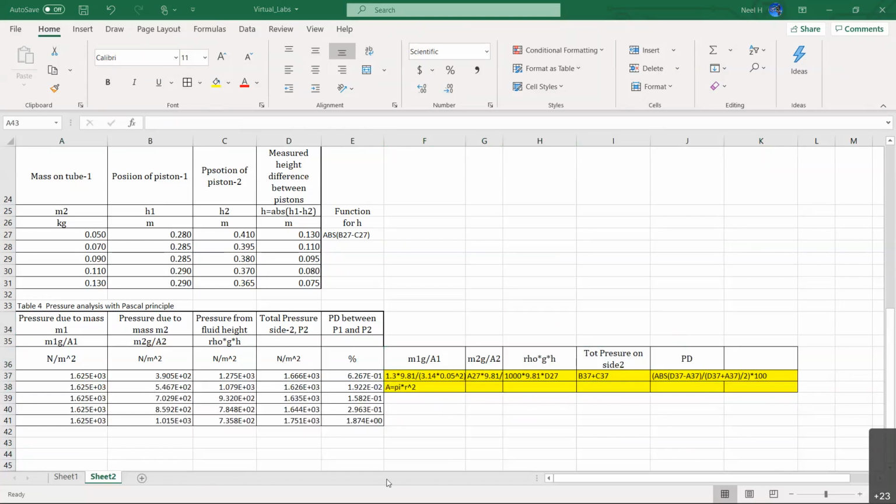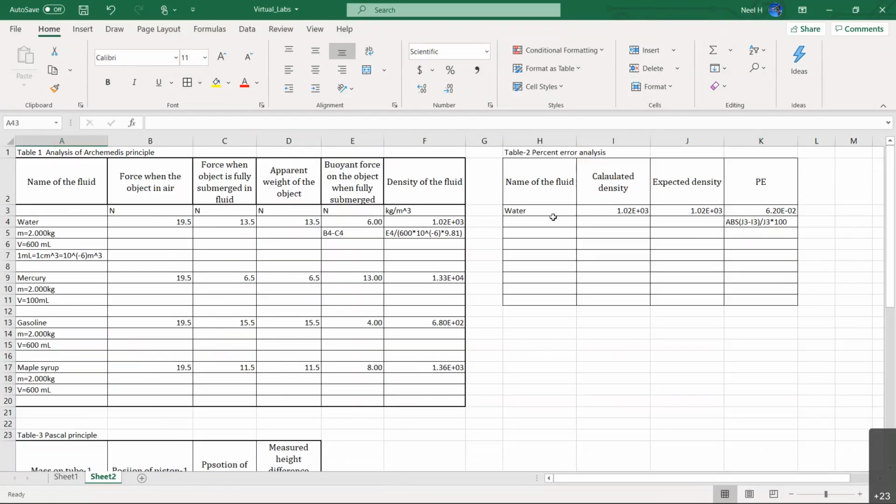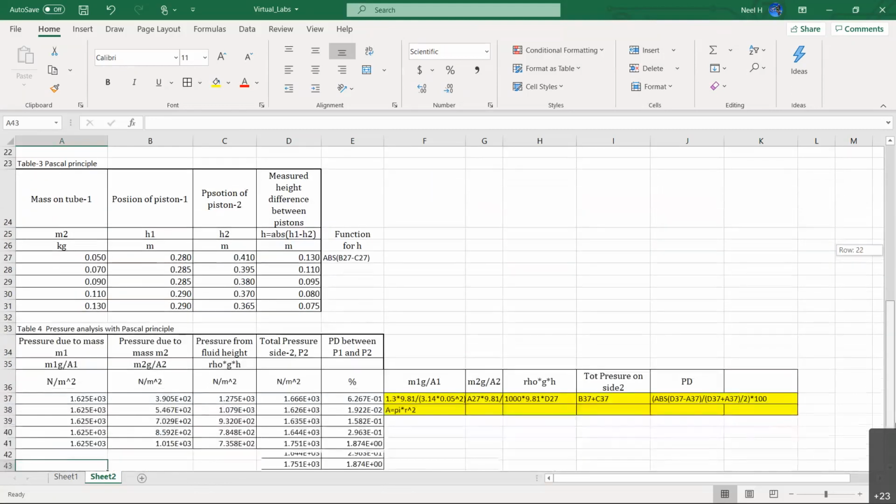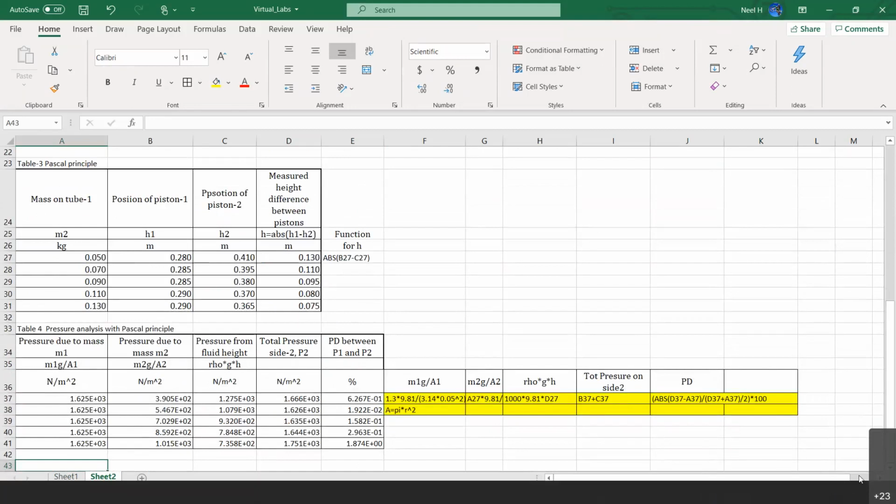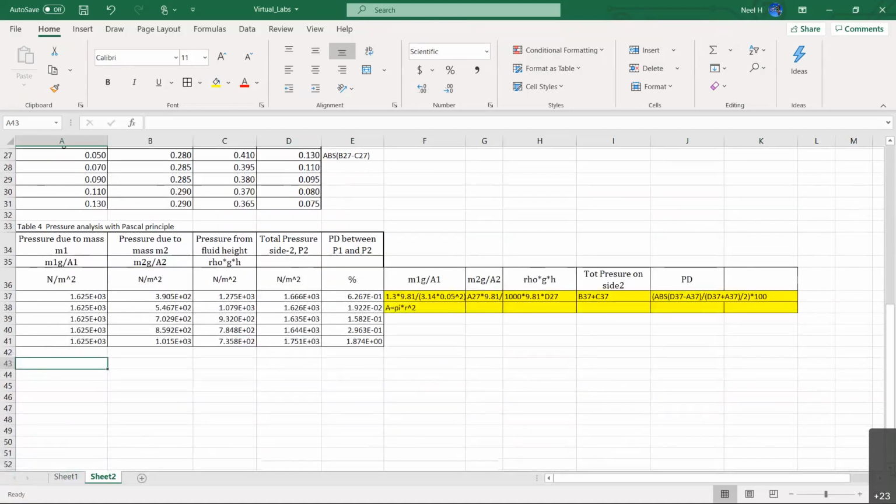Okay, we completed all the tables, all the calculations except this calculation on this table. I did it only for water, but the rest you can do easily because you know how to do that percentage error analysis. Okay, guys, so let's see the last part.